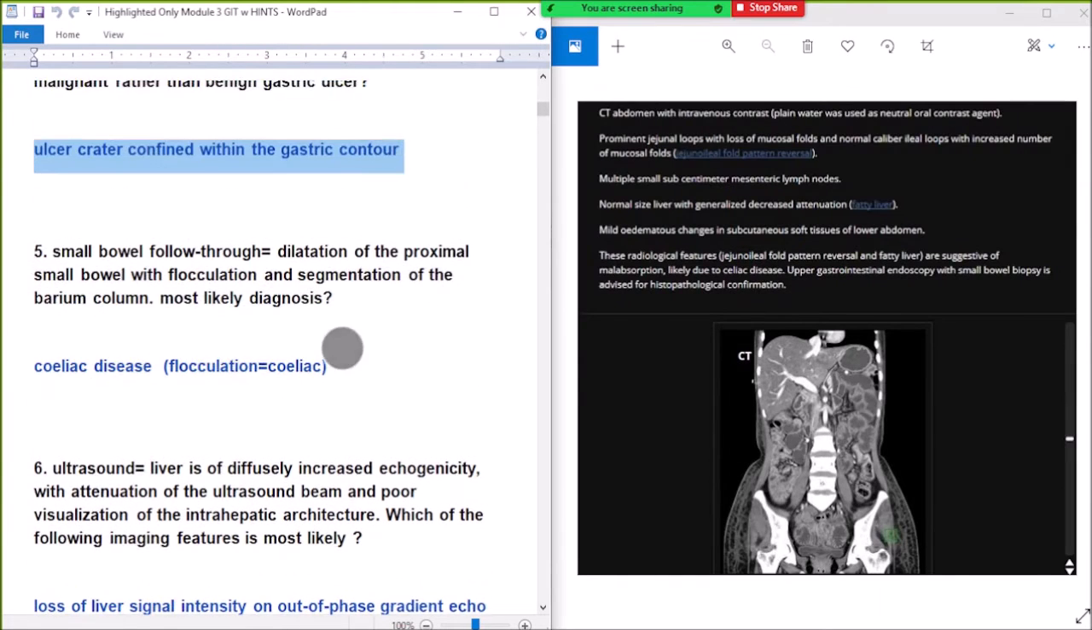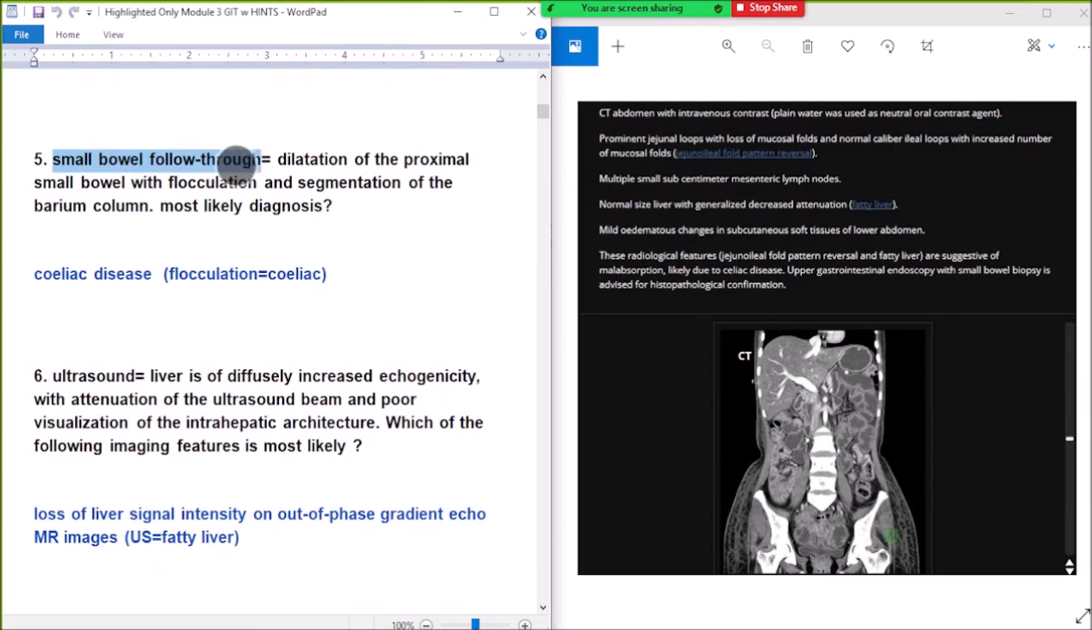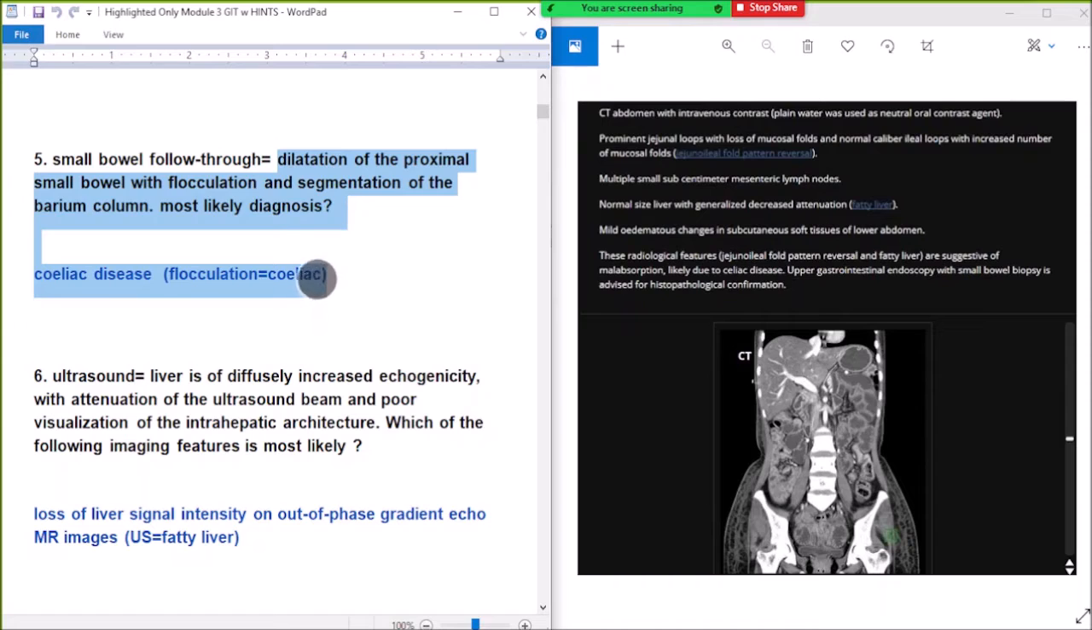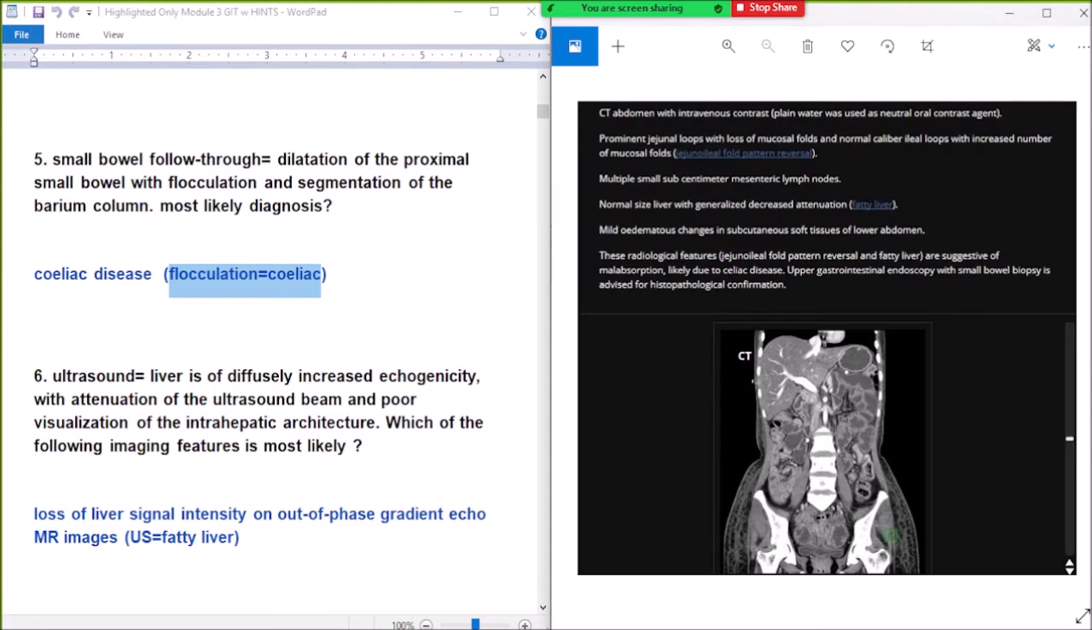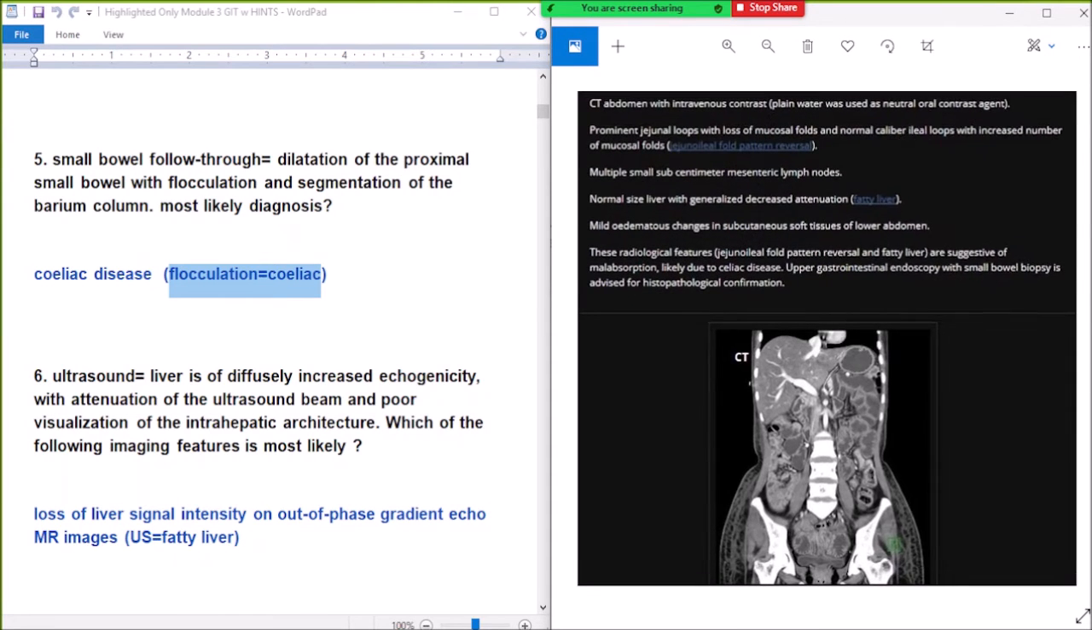Question number 5. Small bowel follow through shows dilatation of the proximal small bowel with flocculation and segmentation of the barium column. Most likely diagnosis: celiac disease. When an MCQ mentions flocculation, then the diagnosis is celiac disease. There are also dilated jejunal loops with loss of mucosal folds and normal caliber ileal loops.